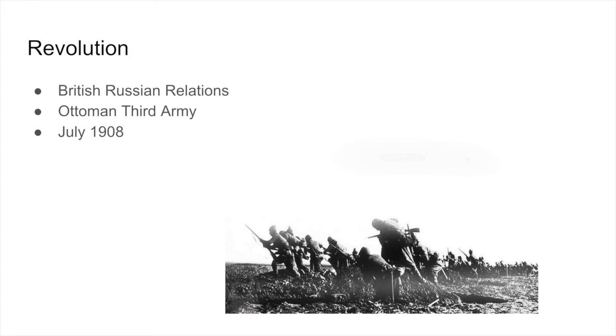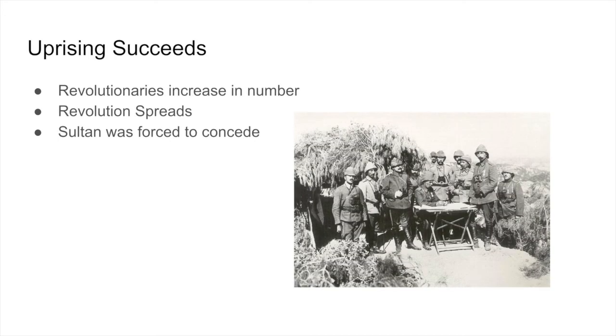Overall, the uprising was a success. The revolutionaries who were part of the Ottoman Third Army, and those who were stationed in the Balkans, were quickly informed of the revolution taking place. Those in the Balkans formed their own battalions to oppose the Sultan, and because of this, the rebellion spread rapidly across the Ottoman Empire. On July 23rd, 1908, Abdul Hamid II found himself overwhelmed by the rebellion and accepted the demands of the revolutionaries.